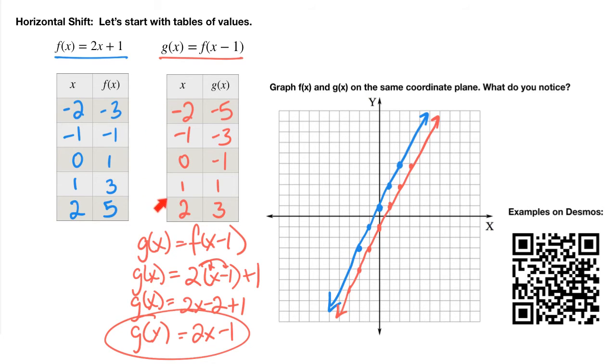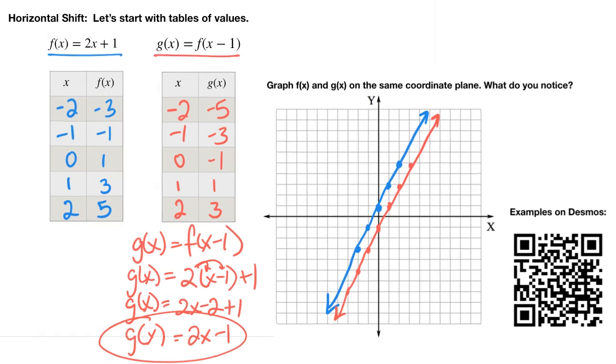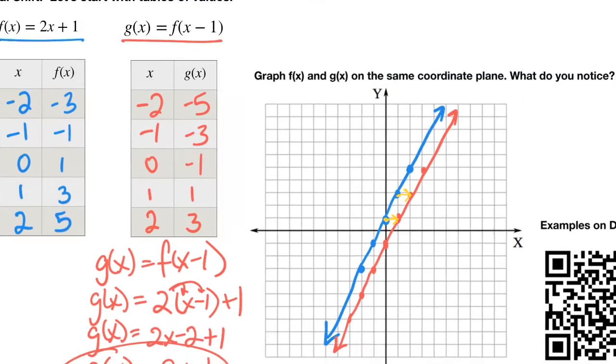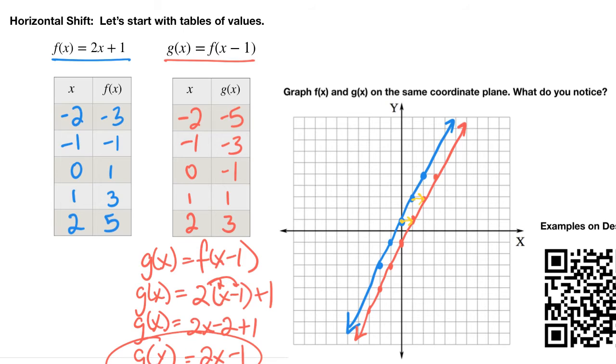So once you plug in those x values into g of x, get your outputs, and graph it, and I'm going to zoom in here a little bit so that we can see that what happened was we had a horizontal shift of 1 unit to the right. And that makes sense because according to our table from before, f of x minus 1 would mean a horizontal shift to the right, 1 unit.